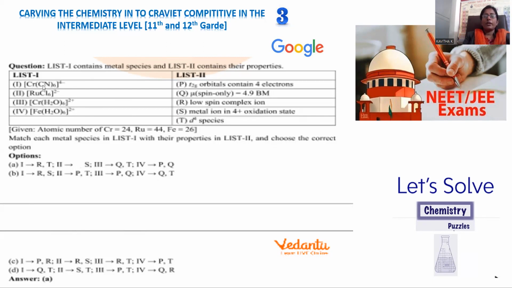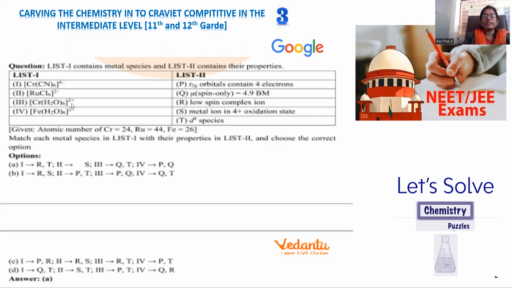So 1, chromium CN taken 6 4 minus, R is the correct one. It is a low spin complex ion. And one more is T, so D4 system, D4 species it is. And the second complex, ruthenium Cl6 2 minus, if taken, is a metal ion of +4 oxidation state. And for the third, Q and T are correct.